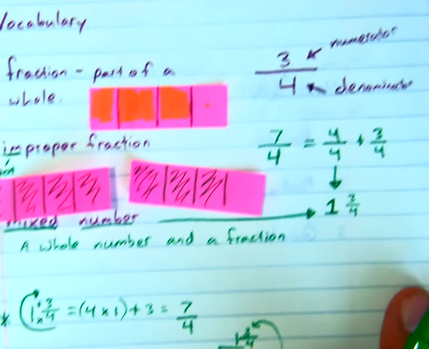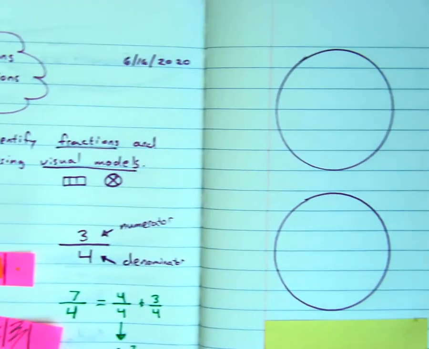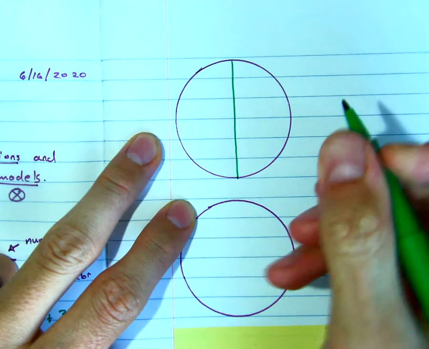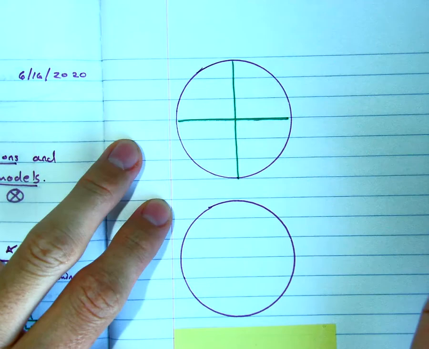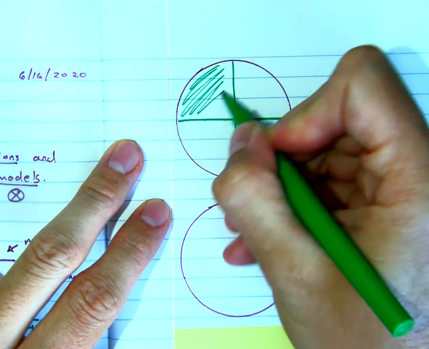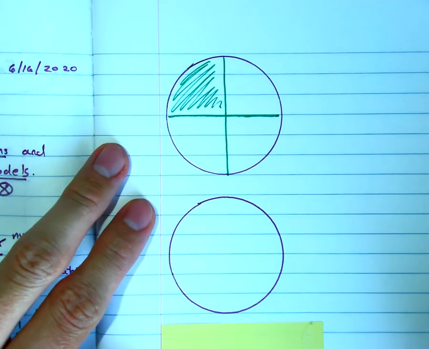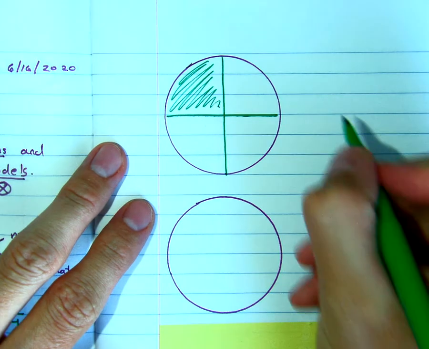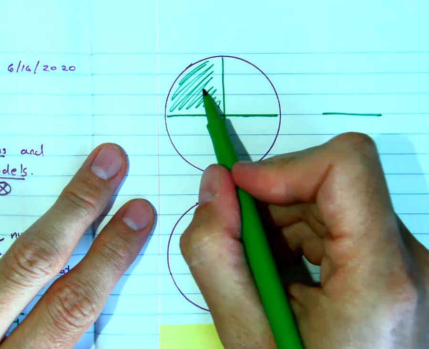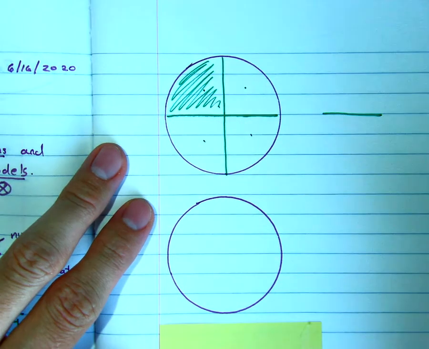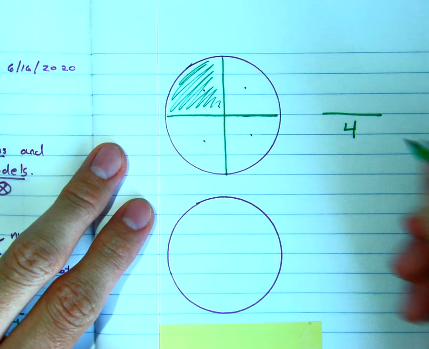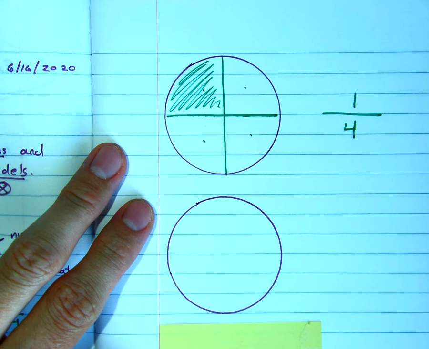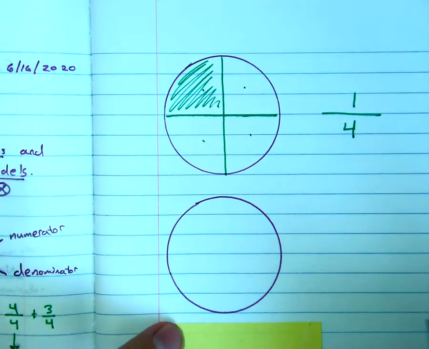Let's take a quick look at another sample. I've got a circle here. What fraction is showing? Let's count the parts. 1, 2, 3, 4. So my denominator is 4. What is shaded? 1. So I have 1/4. Let's try another one.